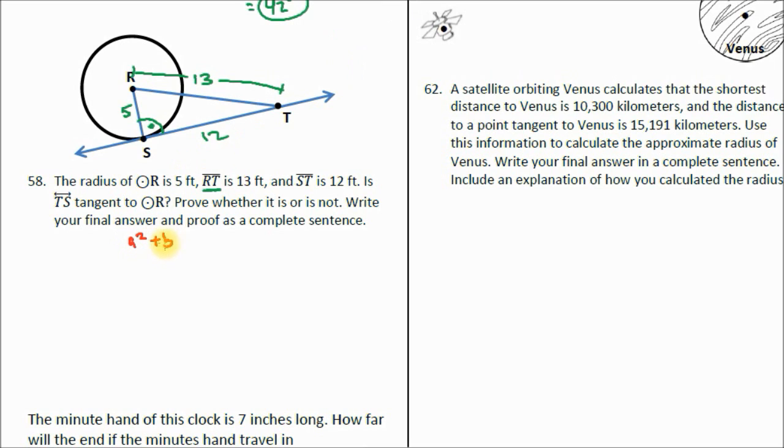A squared plus b squared. Let's see if it does equal c squared. So 5 squared plus 12 squared equals 13 squared. If that's supposed to be my right angle, then this must be my hypotenuse. This is 25 plus 144 equals 169. Let's combine like terms. Oh, and look, we ended up with a Pythagorean theorem that came out true. Since the Pythagorean theorem is true, then we know line TS is tangent.